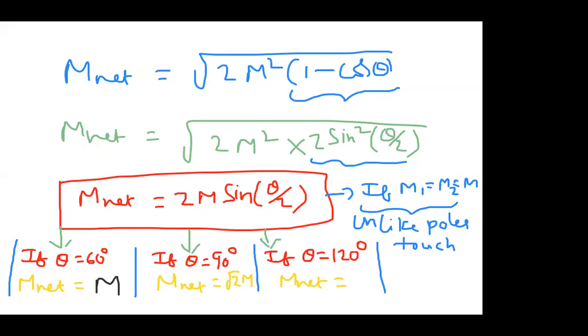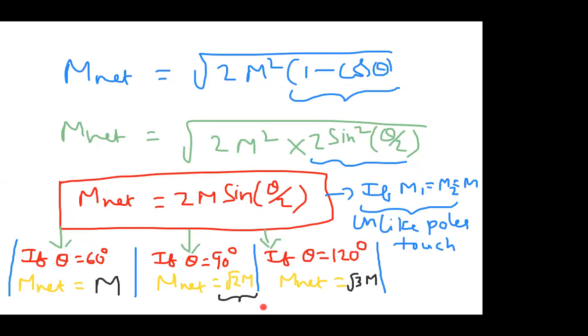Now again observe here, theta is 120. Theta 120: sine 120 by 2 is sine 60. Sine 60 is root 3 by 2. The 2 cancels, so we get root 3 m. But this is not affected, this is the same. Why? Here sine 90 by 2 is sine 45, which is 1 by root 2, and 2 by root 2 is again root 2 m.